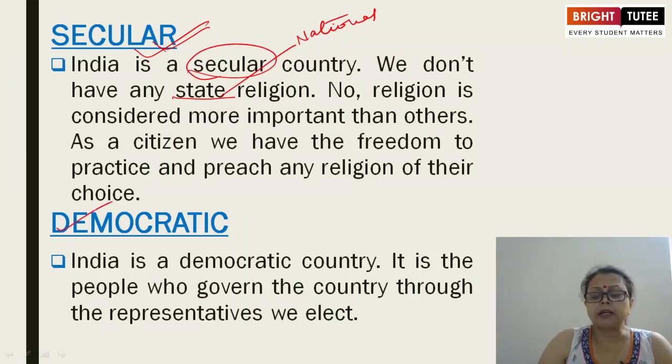Next, it is democratic. India is a democratic country. It is the people who govern the country through the representatives we elect. Directly or indirectly, we are involved in the running and working of the government, because through the representatives, the government is formed. This is the basic concept of democracy, and our country fulfills this criteria.